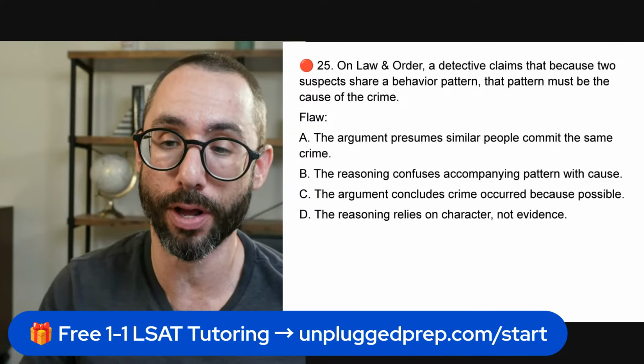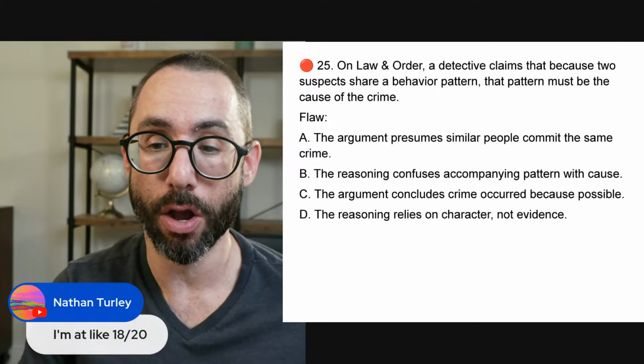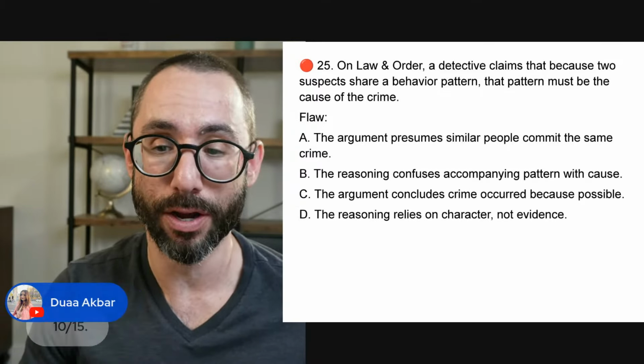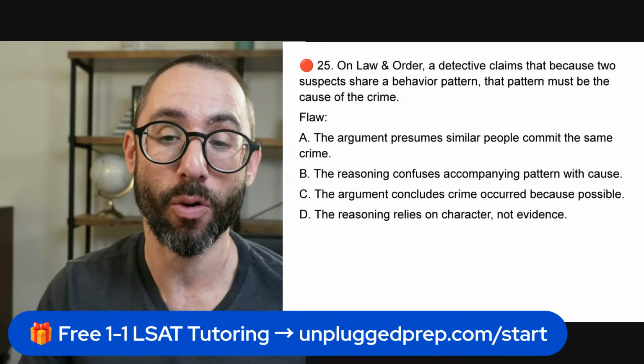Please spread the word. I see folks are doing great here. Valentina got 21 out of 23. Autumn got 22 out of 25. Nathan's at 18 out of 20. Dua Akbar's 10 out of 15. You guys are getting pretty high accuracy. A lot of these are tough. We're going to keep going.